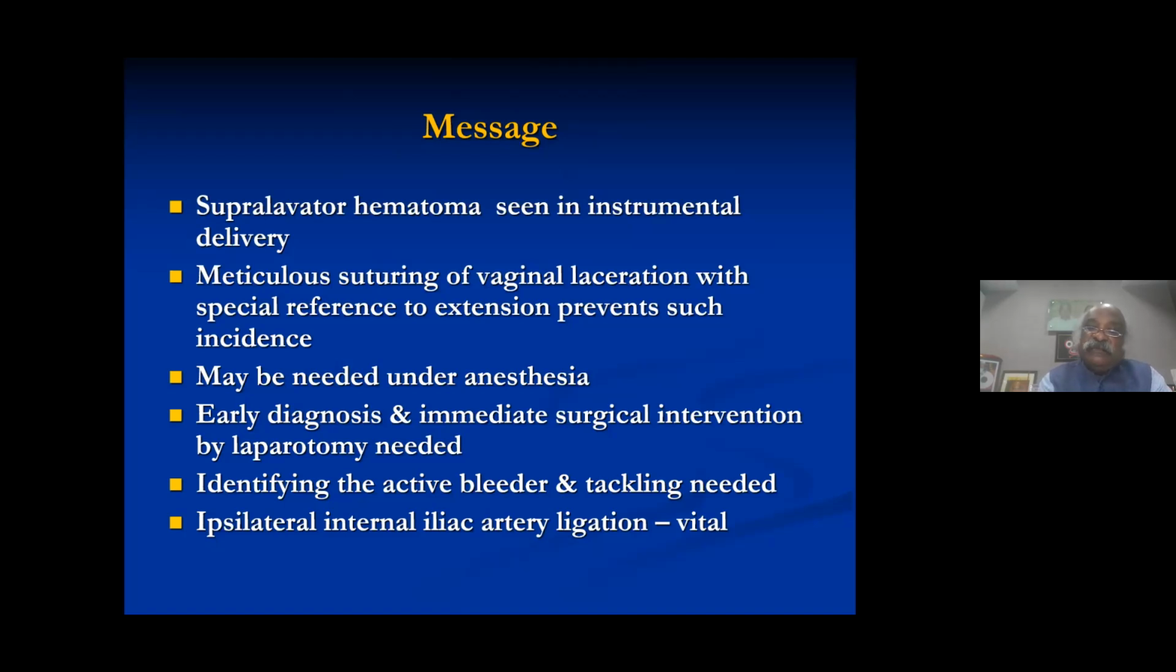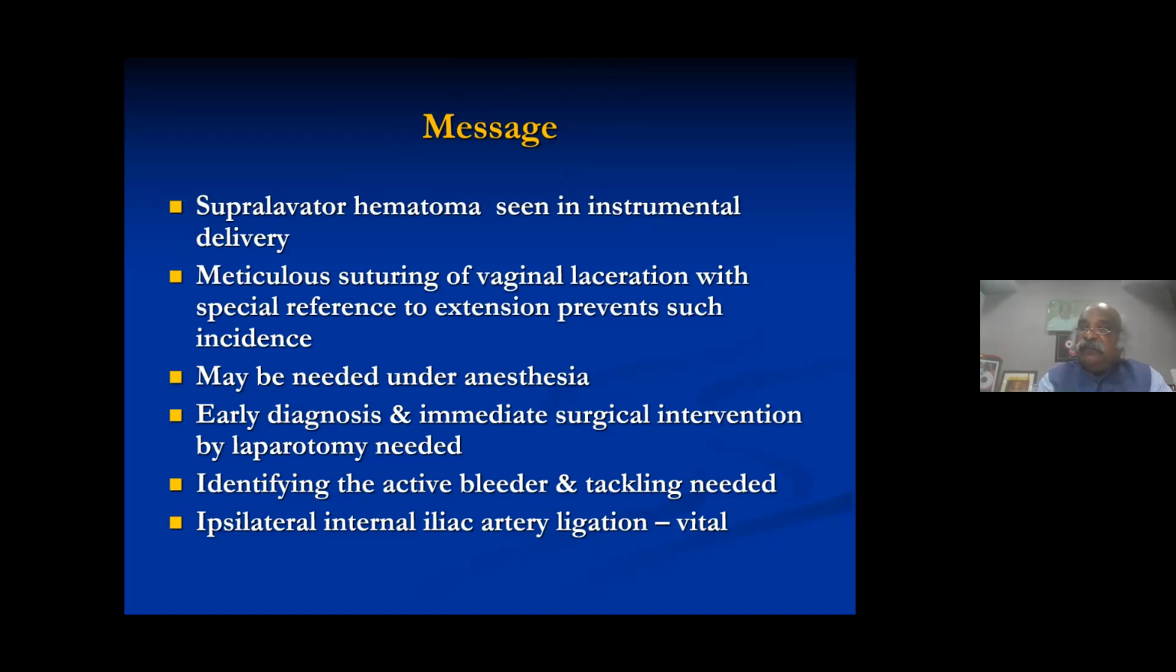Meticulous suturing of vaginal lacerations with special reference to extension prevents such incidents, and it may be needed under anesthesia. Early diagnosis and immediate surgical intervention by laparotomy is needed. If it is an infralevator hematoma, you can do it vaginally. If it is a supralevator hematoma, you have to explore it, and laparotomy has to be done.